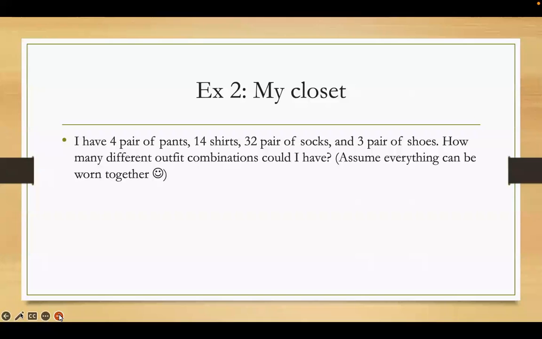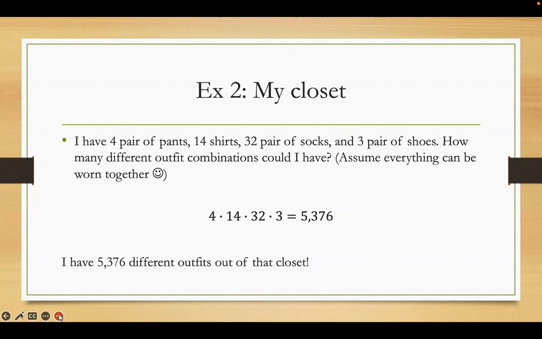Now we're also going to assume that everything goes together, right? We're just going to pretend. So I can mix and match all of these different things, right? So we multiply my 4 pair of pants times 14 shirts times 32 pair of socks times 3 pair of shoes. And I would have 5,376 distinct outfits out of that closet alone.